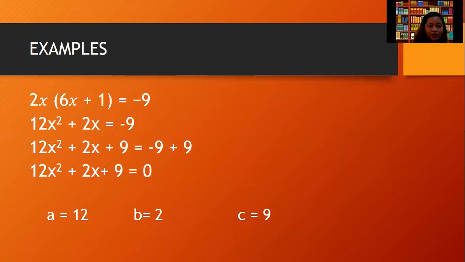Next, the given 2x, quantity 6x plus 1 is equal to negative 9. Again, you have to solve this one algebraically. So we have here 2x times 6x. This will become 12x squared. 2x times 1, that is 2x, is equal to negative 9. Then, we will use addition property of equality.